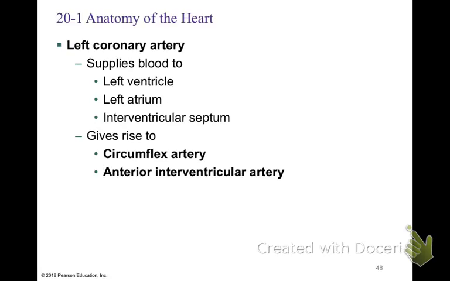The left coronary artery supplies mostly the left side of the heart. It has 2 major branches. The circumflex artery runs through the coronary sulcus, that's around that boundary between the left atrium and the left ventricle. It gives off a lot of arteries, but the main one that we're asking you to learn is the anterior interventricular artery.